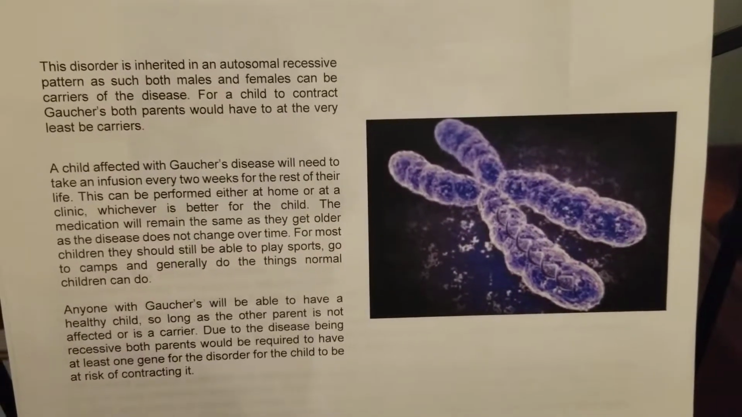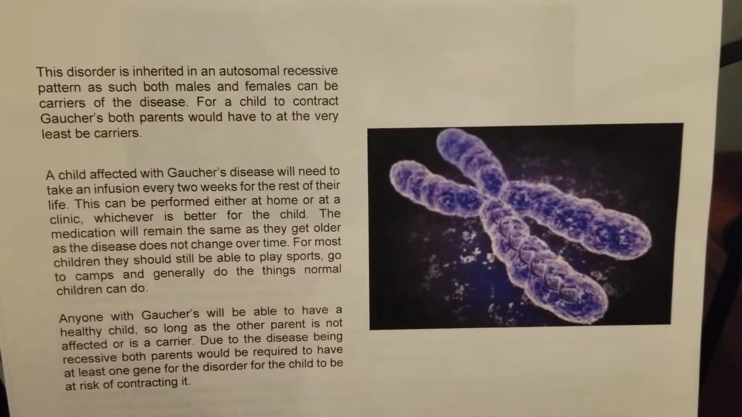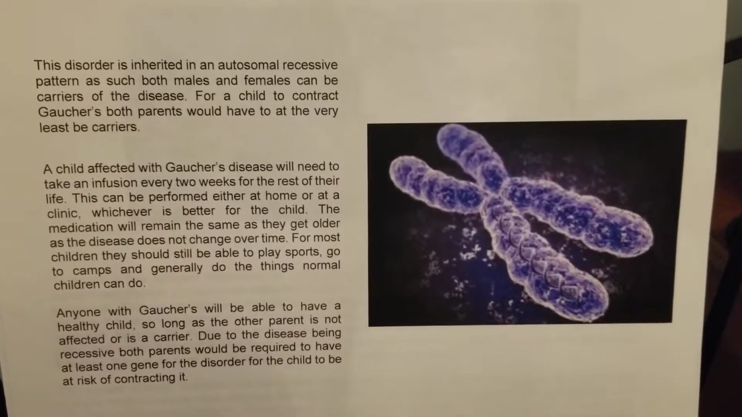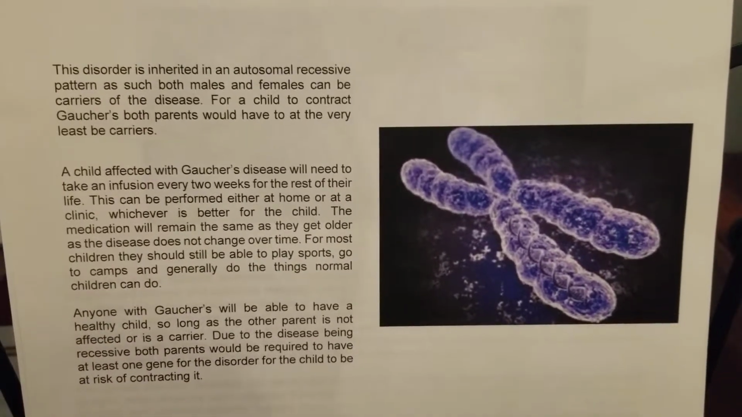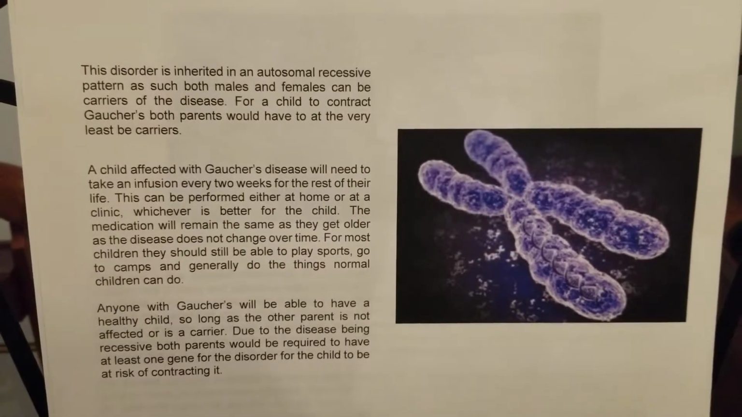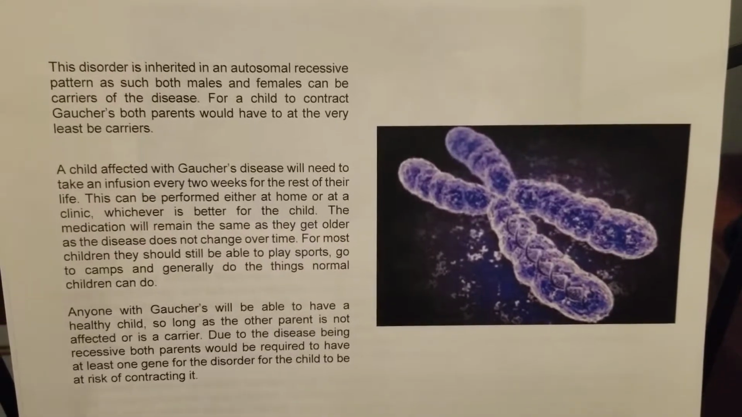For most children, they should still be able to play sports, go to camps, and generally do things normal children can do. Anyone with Gaucher's will be able to have a good, healthy child, so long as the other parent is not affected or is a carrier. Due to the disease being recessive, both parents will be required to have at least 1 gene for the disorder for the child to be at risk of contracting it.